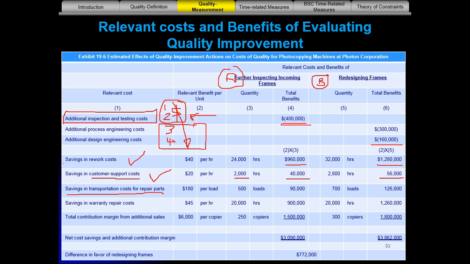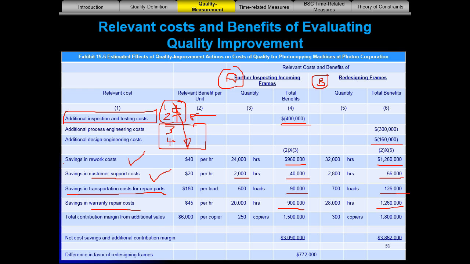There are savings in transportation costs for repairs of parts. You no longer have to transport parts to where the photocopiers are for repair on site, where the customers have purchased their photocopier and located their photocopier. So here we're saving $90,000, and here we're saving $126,000. We're saving in warranty repair costs, and these are claims that customers put through that you have to pay for because they're in the warranty period. You have made a guarantee for 1 year, 3 years, or 5 years. Again, $900,000 and $1.26 million you're saving here.